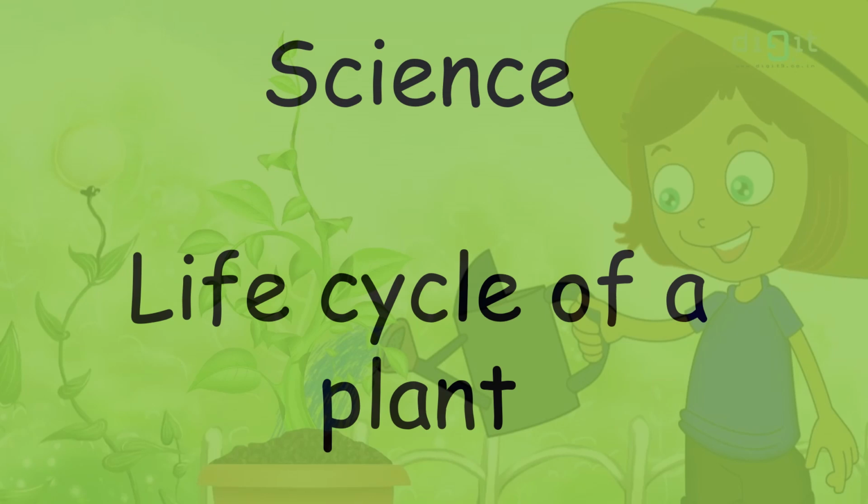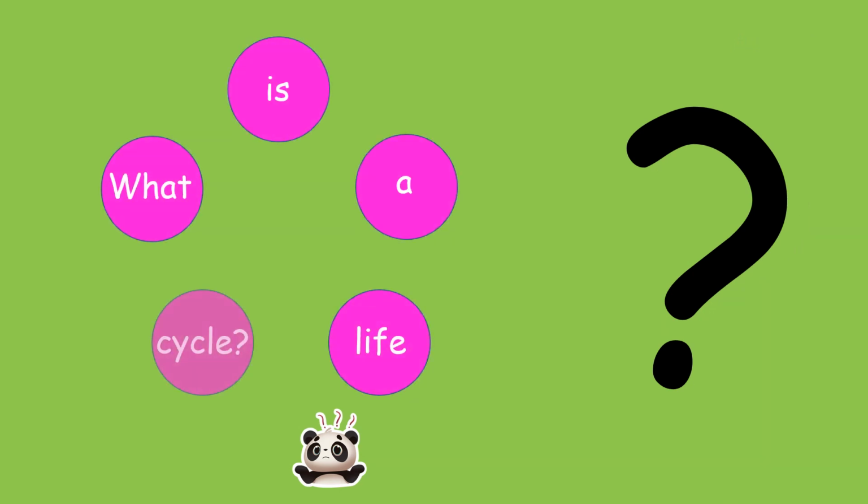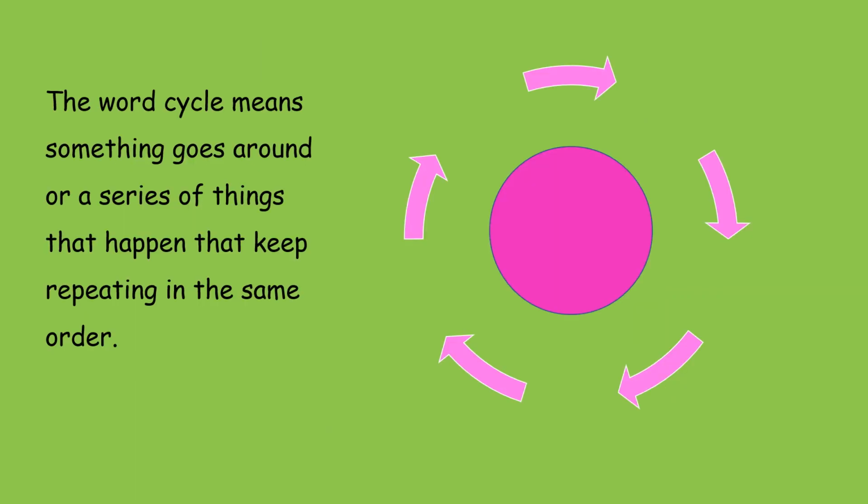Today in science, we're going to learn about the life cycle of a plant. So, what is a life cycle? Let's have a look. First of all, let's look at what the word cycle means. The word cycle means something that goes around or a series of things that keep repeating in the same order.